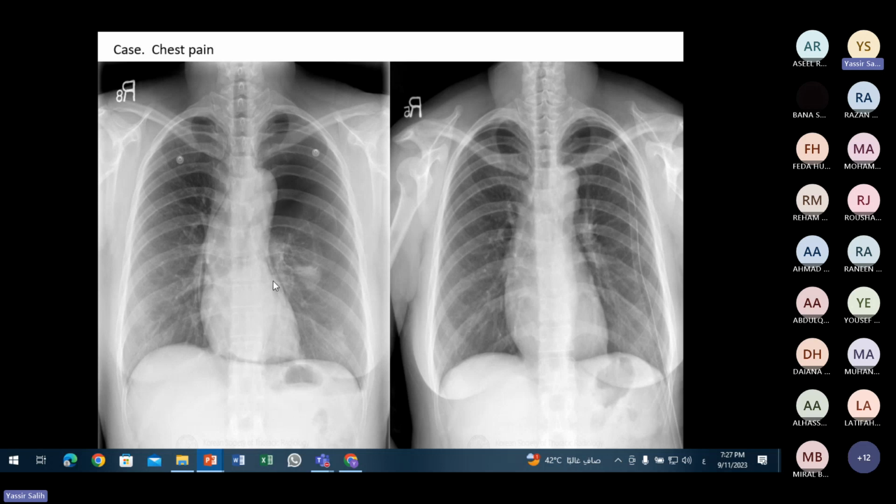here. There is a small pneumothorax, and also a pneumomediastinum. This is a complication of insertion of a subclavian catheter. The patient had a subclavian catheter inserted, and this condition is iatrogenic. It caused a pneumomediastinum and pneumothorax.